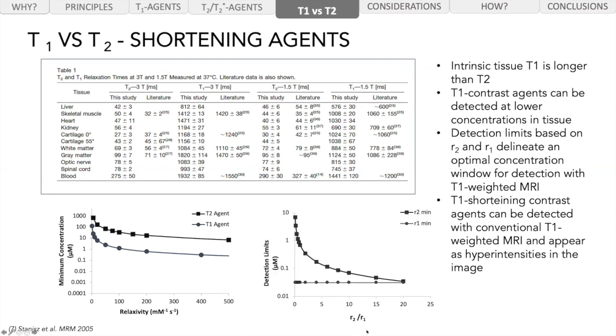At the same time, we need to think about, specifically for particles, what is the R2 to R1 ratio? So both properties are always present in contrast agents, right? And if you want to detect an agent with a T1 weighted scanner as a T1 agent, the lower the R2 to R1 ratio means that you will have a much larger window of detection. So you have a much larger dynamic range to detect in vivo.